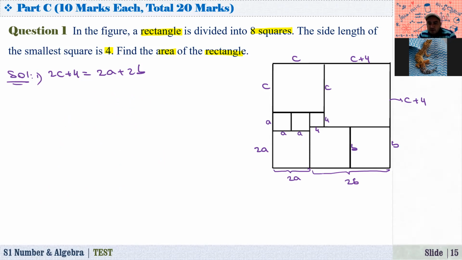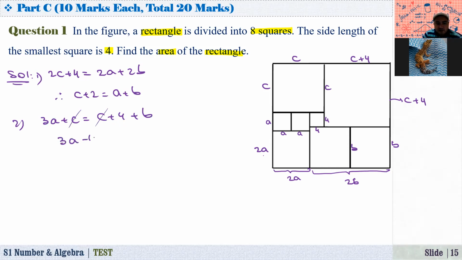Okay, 2C plus 4 equals 2A plus 2B. So C plus 2 is equal to A plus B. And the second one, left-hand side, 2A plus A is 3A, 3A plus C. The right-hand side, we have C plus 4 plus B. And C cancels each other. 3A minus 4 is equal to B. Let's say B is equal to 3A minus 4.